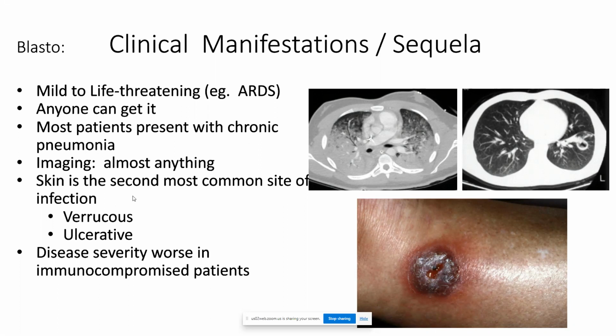The skin is the second most common site of infection. So they go, oh, we got this pneumonia, and then they show you an ulcer on the skin that looks like this. You should start thinking blasto. Obviously the disease severity tends to be worse the more immunocompromised you are. So the pearls here are things like anybody can get it. Just think of the skin.